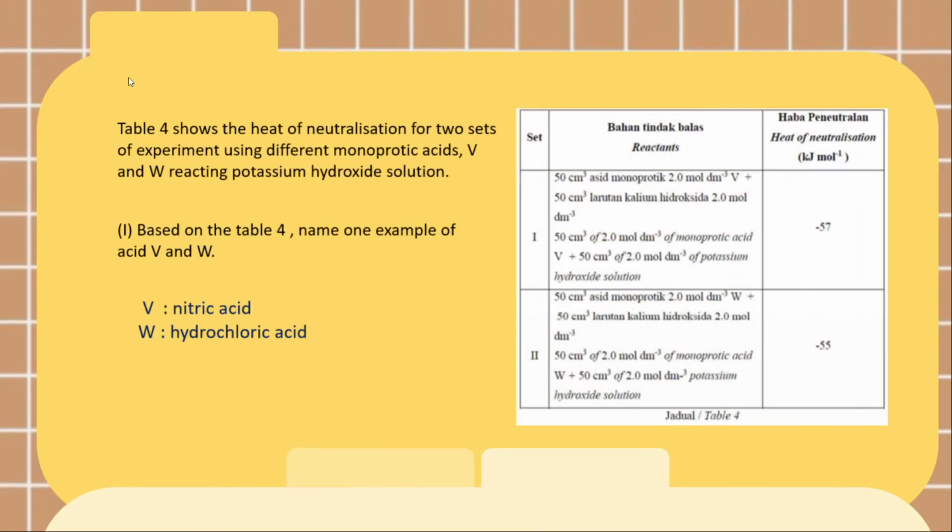Question 7. Table 4 shows the heat of neutralization for two sets of experiment using different monoprotic acids, V and W, reacting with potassium hydroxide solution. So we have two sets with different heat of neutralization. 1 Roman, based on table 4, name one example of acid V and acid W. W is hydrochloric acid and acid V is nitric acid. This is because nitric acid has higher heat of neutralization than hydrochloric acid.